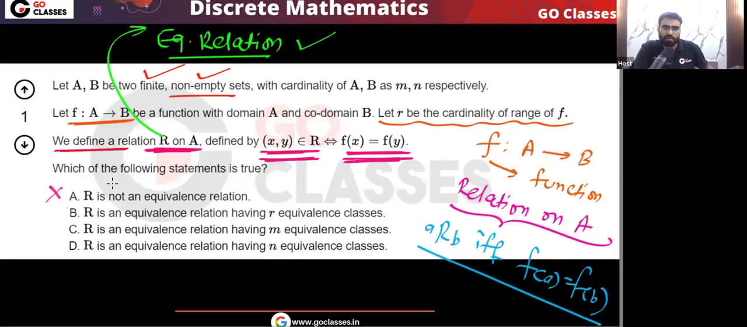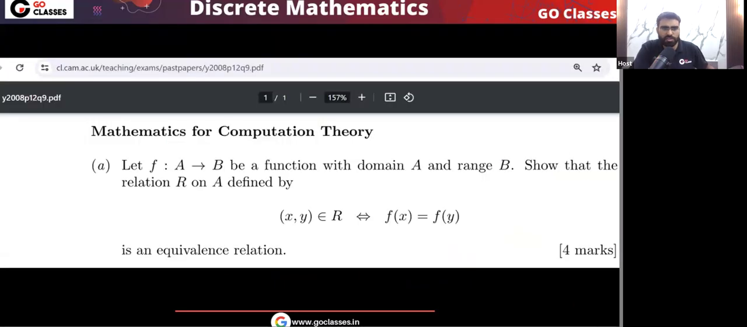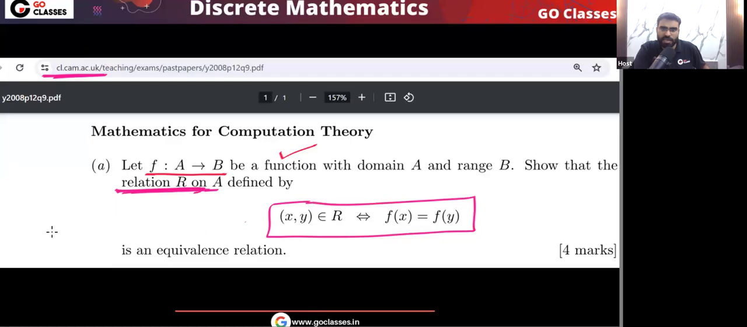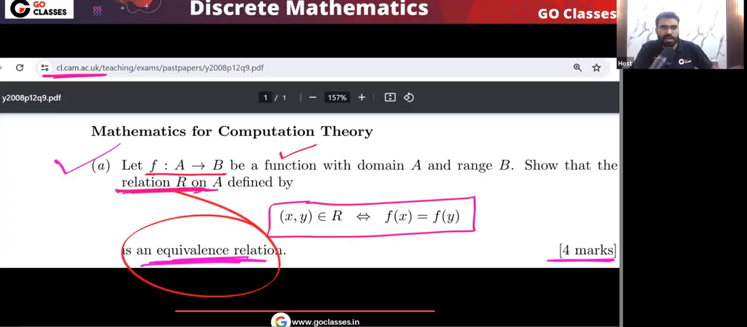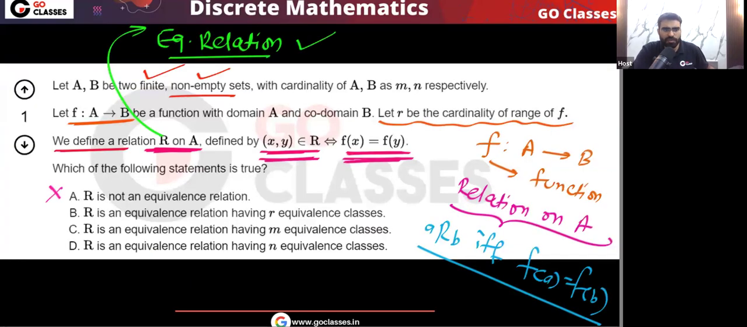Actually, this was your Cambridge University question. First, you are defining a function from set A to set B. Then we are defining a relation on A, saying X is related to Y if they have same image. We have to prove that this is an equivalence relation. This question we have done, right? 4 marks you got. We have proved that R is reflexive, symmetric, transitive. Is this clear?